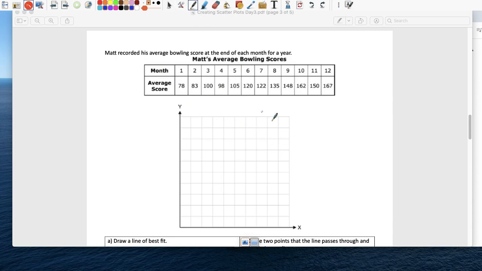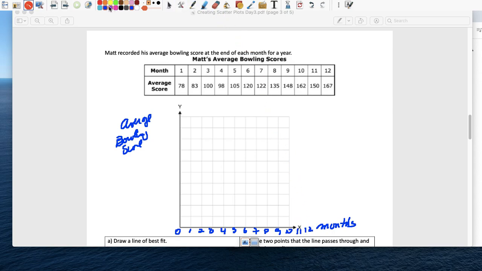Month, so his average score. So Y represents the average bowling score. The X represents the months. So notice that as the months go by, his average score keeps getting better, which means he's getting more practice. So he's getting better. So we know already it looks like a positive correlation. So at the bottom, it's going to use 1, 2, 3, 4, 5, 6, 7, 8, 9, 10, 11, and 12. Okay, I'll put 2 more over there.